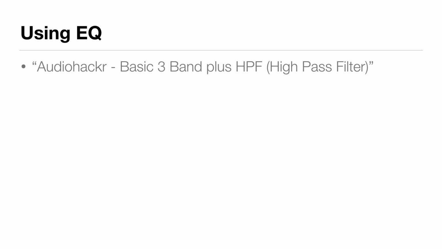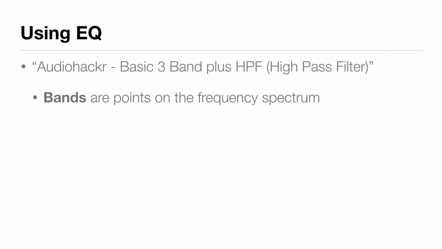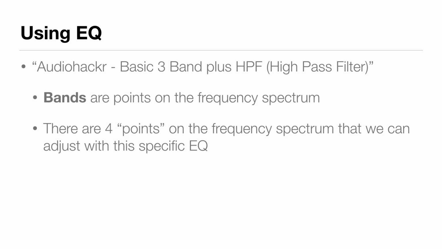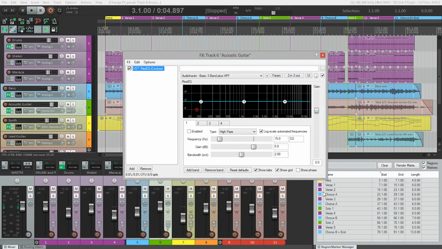Now, what is a band? Well, bands are just points on the frequency spectrum. So there are 4 points that we can adjust on the frequency spectrum with this equalizer. And looking at the graphical display here, we have the bass or low frequencies on the left and the high or treble frequencies on the right. Most of the time, I'm going to refer to them as low and high.